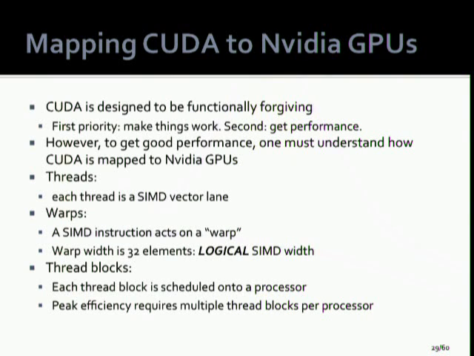But then to get it to go fast, we need to understand every CUDA thread is mapped onto a SIMD vector lane. And SIMD lanes are grouped into warps, which are groups of 32 threads. It's a logical SIMD width. The hardware SIMD width can be something different. Each thread block is going to be scheduled onto a core, and it's going to sit there on the core until it's done. And in order to get peak efficiency, the hardware requires you to schedule multiple thread blocks per core. So you want to have the idea that you're sharing the resources of a core with multiple thread blocks. You want to oversubscribe.